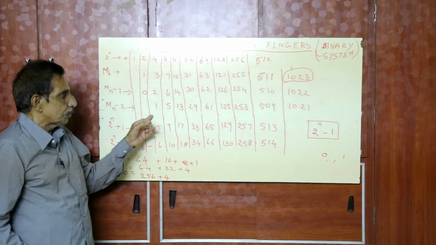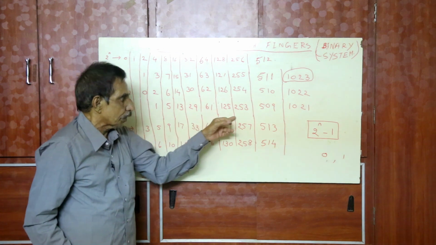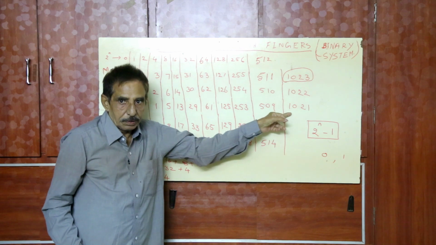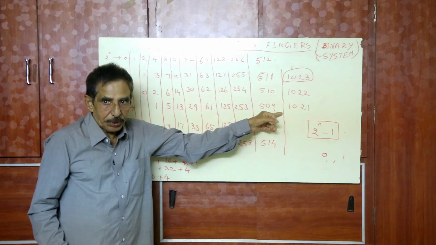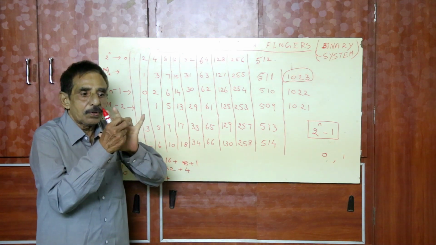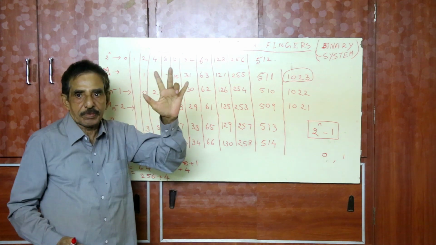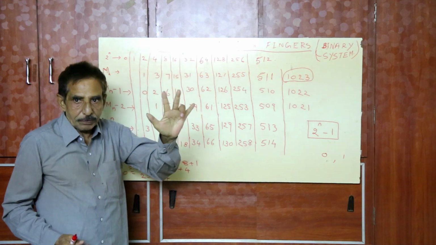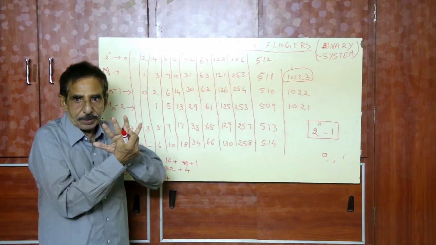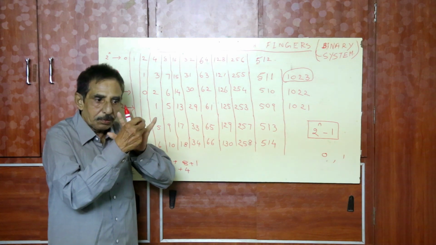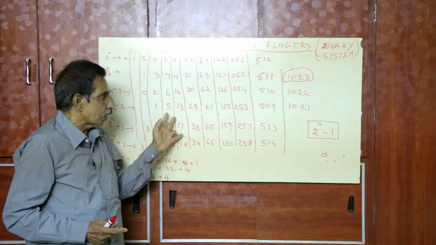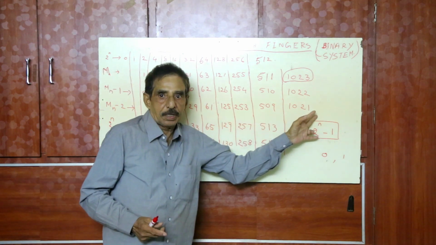Mn minus 2, these 4th row numbers are 2 less than Mersenne numbers. So, what you have to do is open for Mersenne numbers and then fold this second finger only from that. Open for Mersenne numbers and this finger represents 2. That means you have to fold this one from them. So, these numbers are represented like that.